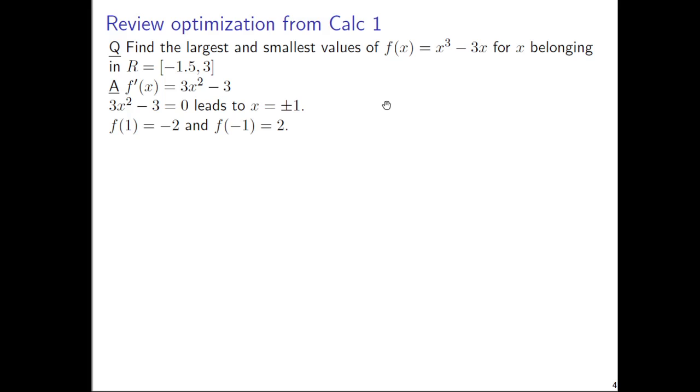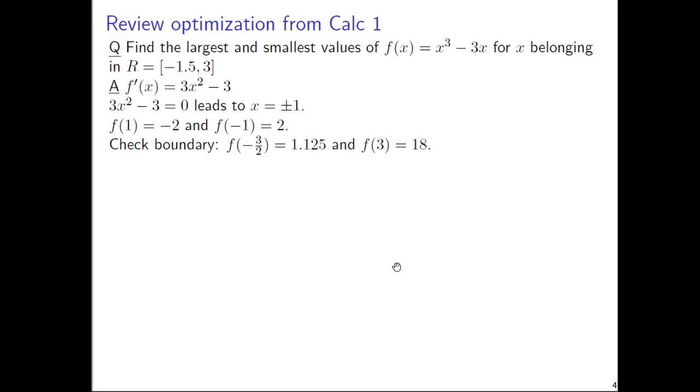So go ahead and take x equals 1, take x equals negative 1, and run them through the function f, and you get y values of negative 2 and positive 2. But that's not all. We should see what happens when we look right on the boundary. So what happens if we're only trying to consider x values between negative 1.5 and positive 3, because that interval was just provided in the question, we should check the boundary.